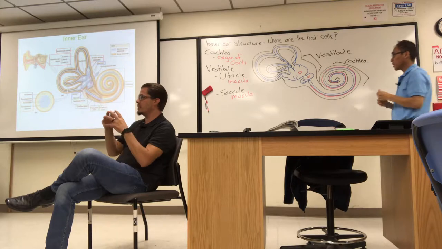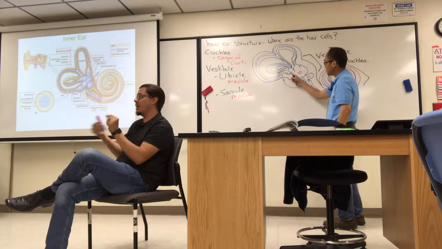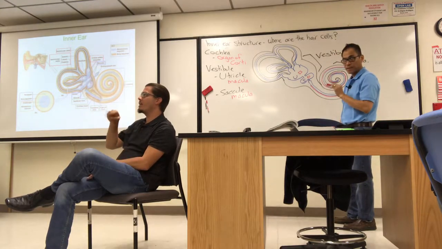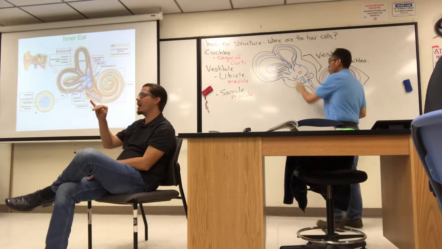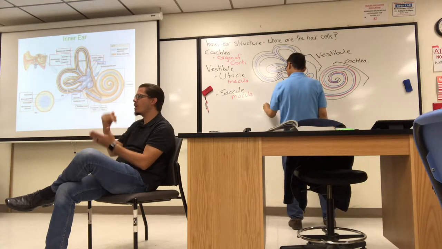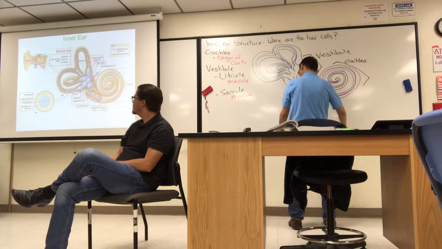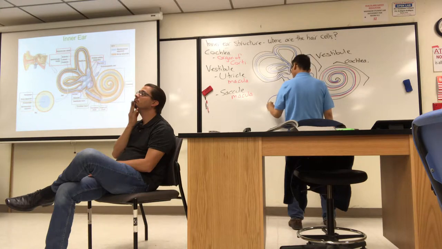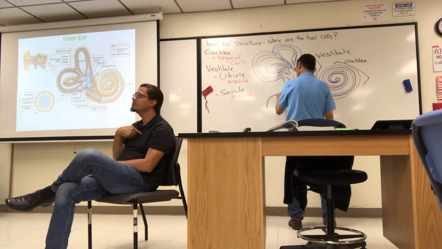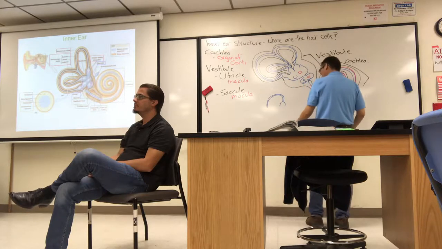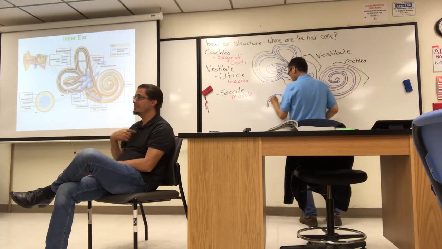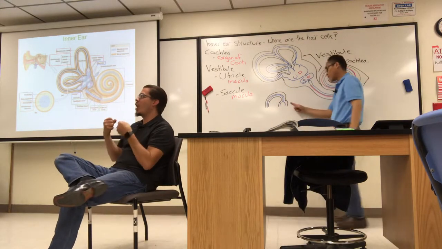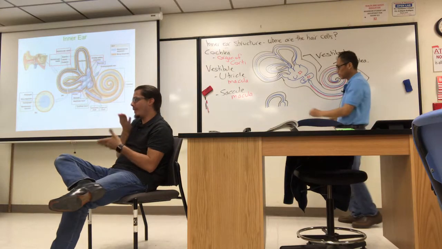Now you have three semicircular canals, and at the base where it's all dilated, that's called the ampulla of the semicircular canal. Let me draw one separately. It's kind of hard to tell from the picture. Let me draw the blue part first. Membranous labyrinth, surrounded by a bony labyrinth. Okay, the part that's distended is the ampulla.